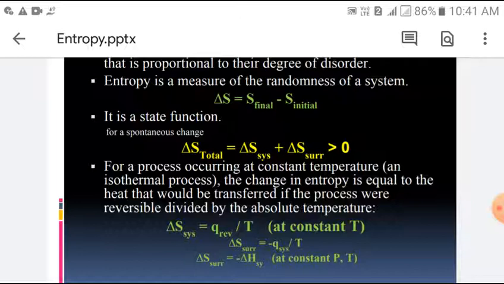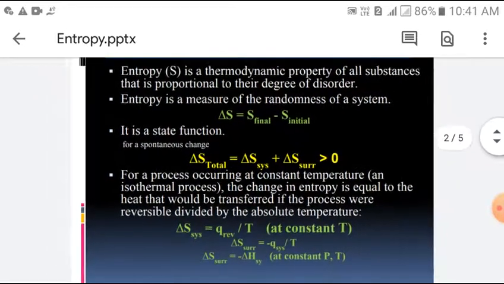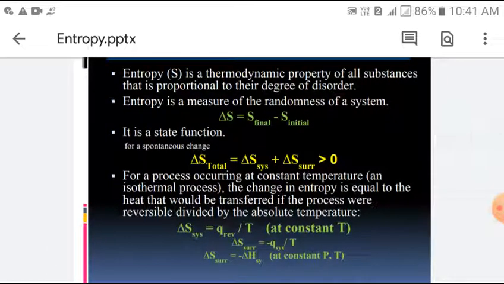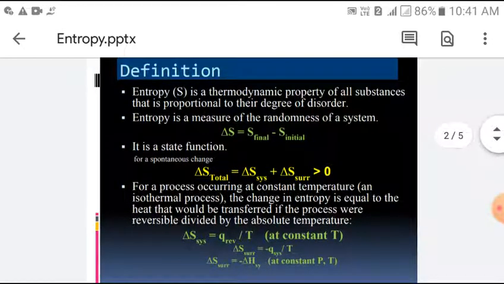Entropy is a thermodynamic property of all substances that is proportional to their degree of disorder. Entropy is a measure of the randomness of a system. The absolute entropy for a system cannot be calculated, but the change in entropy can be measured.